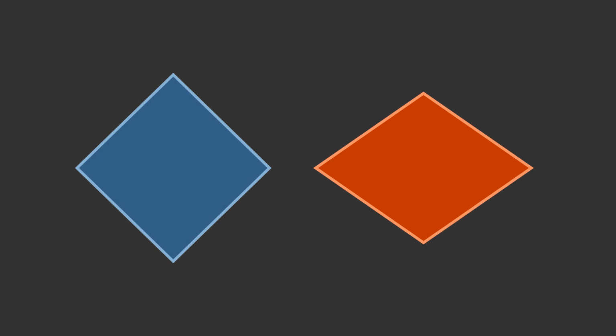These two rhombuses are not similar. A rhombus has four equal sides, but these two shapes have different angles, so they are different shapes.